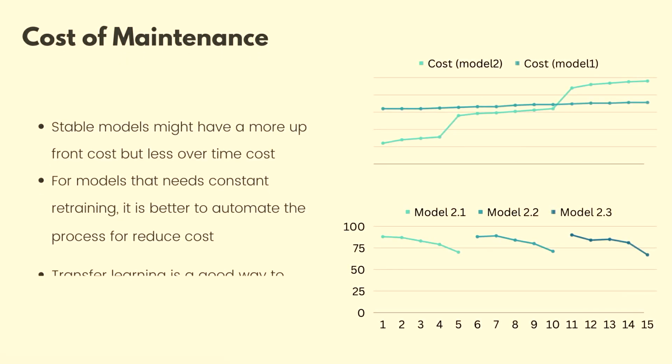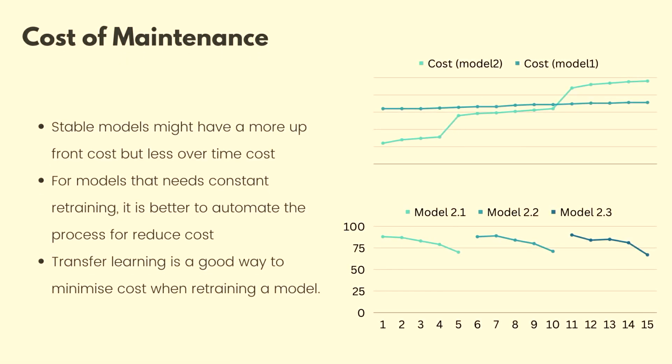And lastly, this is my last slide. The cost of maintenance, you always need to consider this. If you want to produce stable models, you might have more upfront cost. Again, as I've mentioned, stable models are more expensive to develop. And for models that need constant retraining, it's better to automate them to reduce the cost, and you can always use transfer learning if you want. And that's the end of my slide.